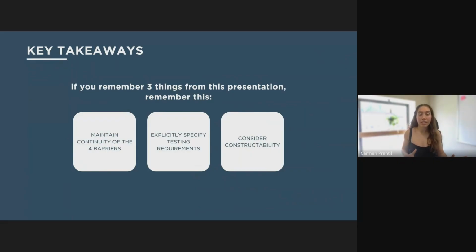So the 3 key takeaways are, number 1, maintain continuity of the 4 barriers. So think about this in design, verify it in quality assurance, quality control, QA/QC. Number 2, explicitly specify your testing requirements. So again, there are resources like manufacturer literature or ASTM standards that can help with this. And then finally, consider the constructability. The success of a building doesn't live on paper, so make sure it can translate into the real world. Think about the size of your roofer.